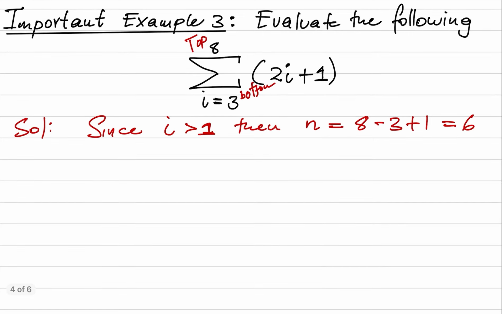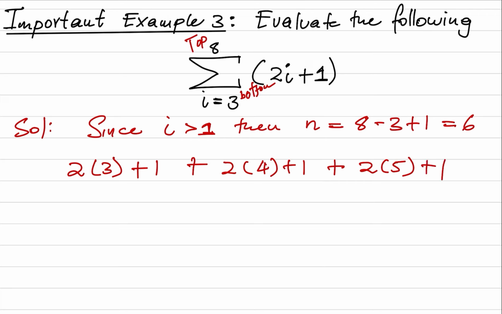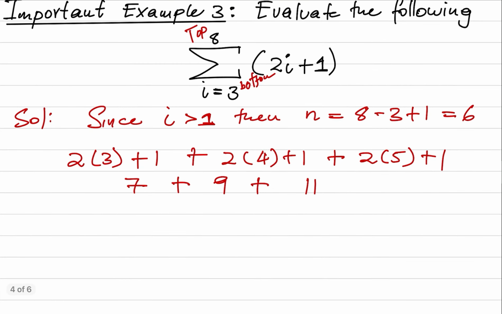Now, I'm going to evaluate this one. I'm going to say 2 into 3 plus 1, plus 2 into 4 plus 1, plus 2 into 5 plus 1 there. All right. So 2 times 3 is 6. So 6 plus 1 will give you 7. Then 2 times 4 is 8. Then 8 plus 1 is just 9. 2 times 5 is 10. Then 10 plus 1 is just 11. So we have your series there.